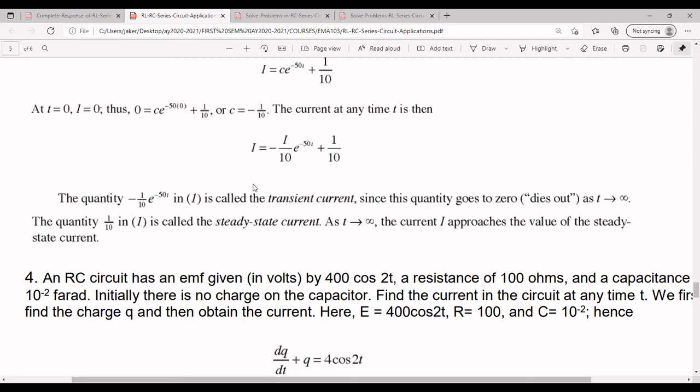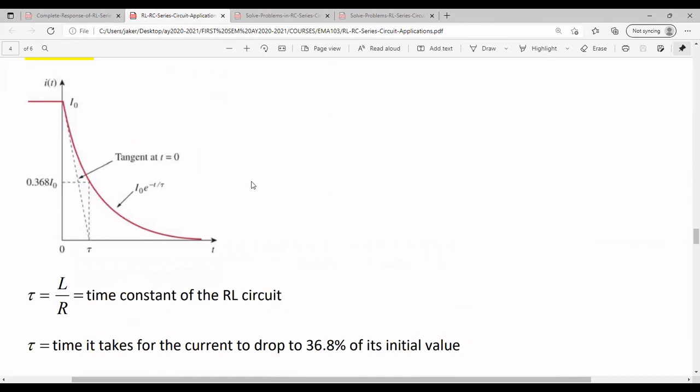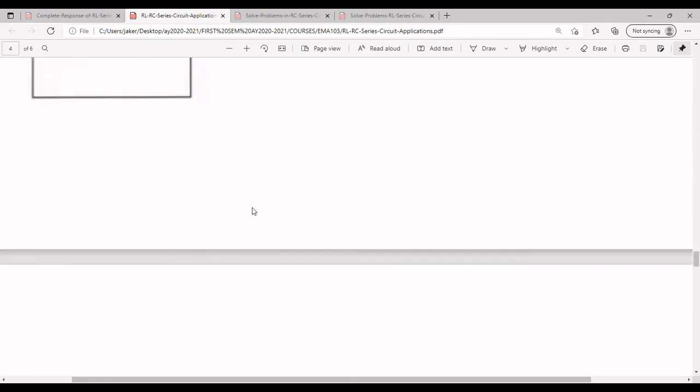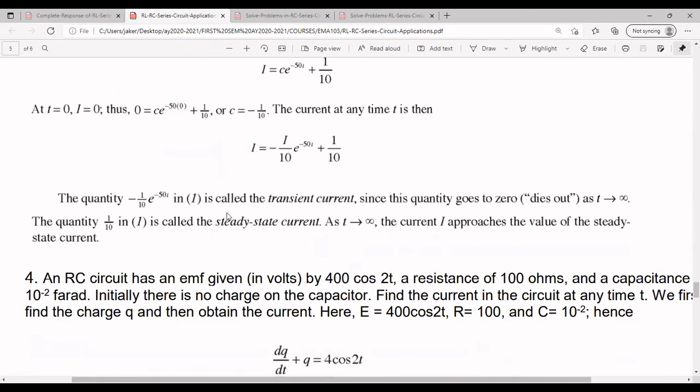I like to go back to the graph so you can apply critical thinking there. Can you see this one? Your transient current will have a value of zero as t approaches infinity, meaning if we prolong this one, this will not have any value because it's right on the horizontal axis. Okay, that's the significance of this one. It's transient because it dies out or goes to zero as t approaches infinity.